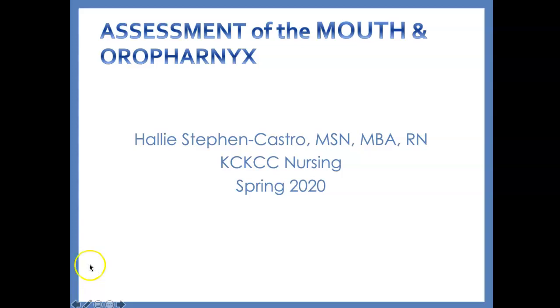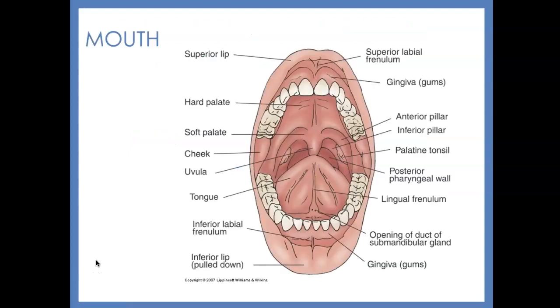Okay, we're going to talk about the assessment of the mouth and the oropharynx. Here's just a pictorial review of the mouth and the structures. Here's the teeth. A couple things I want to focus on. We're always going to look at the condition of the teeth. The frenulum here and the frenulum at the top. Those are the little connective tissue above and below the gums.